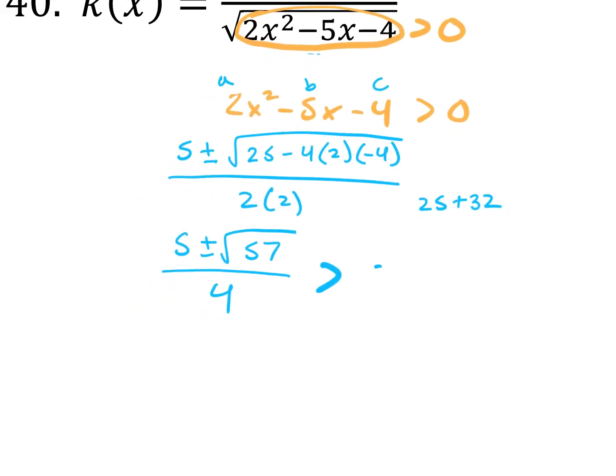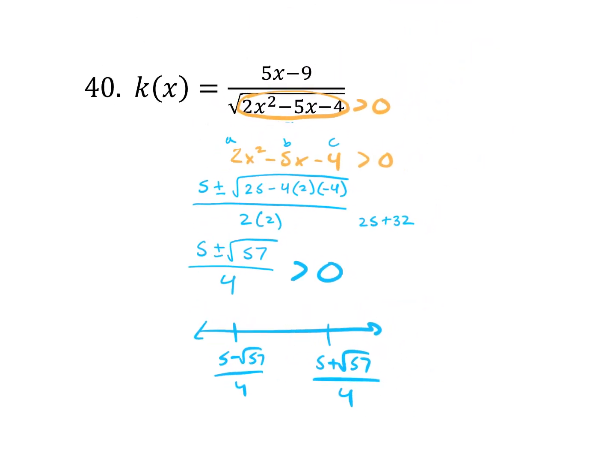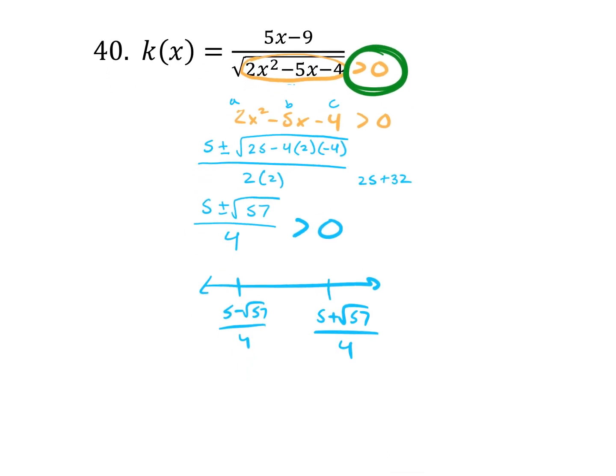So this would be greater than 0. So we technically have two answers here. We have 5 minus square root 57 over 4 and 5 plus square root 57 over 4. So since we have an inequality, we have to write it in interval notation.